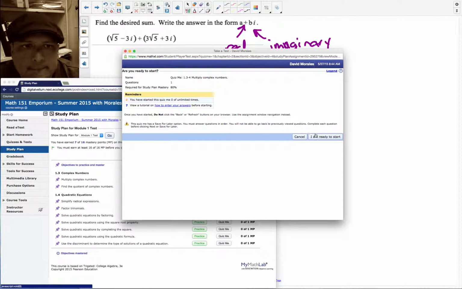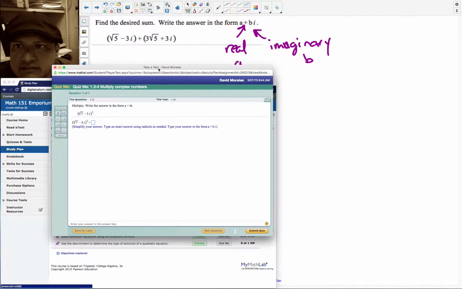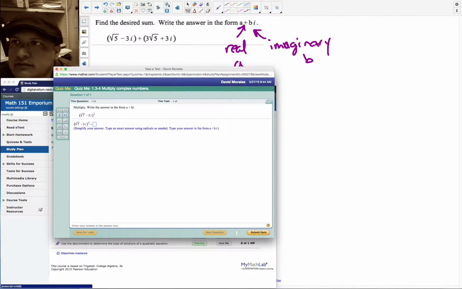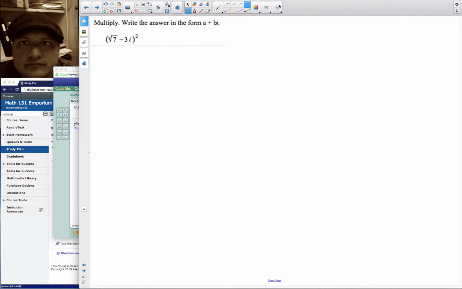Multiply. So it always wants the simplest answer. 0i, of course, writing just 0 is simpler, or writing nothing is actually simpler. So write this in the form, so basically just multiply this out.